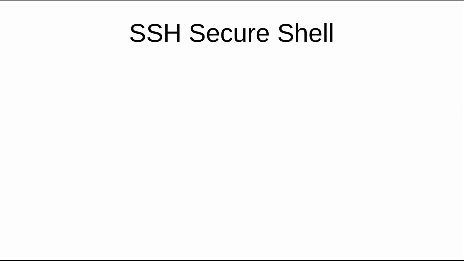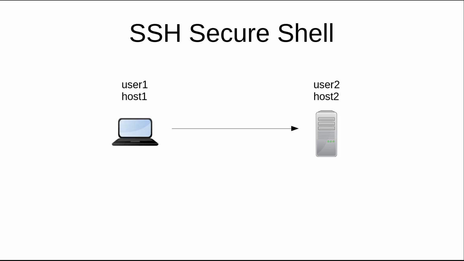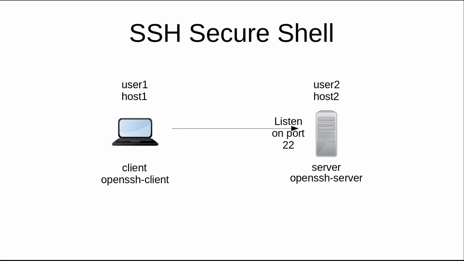SSH stands for Secure Shell and is a cryptographic network protocol. All the data you send and receive over the network is encrypted. Let's say you are user 1 on a computer called host1 and you want to connect to host2 as user 2. Host1 is called the client and the OpenSSH client must be installed on the computer. This is the default for most Linux and macOS distributions. Host2 is called the server. OpenSSH server must be installed. Host2 is waiting for connections from clients on port number 22.